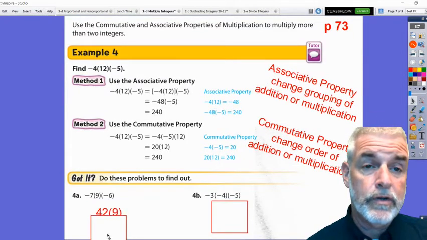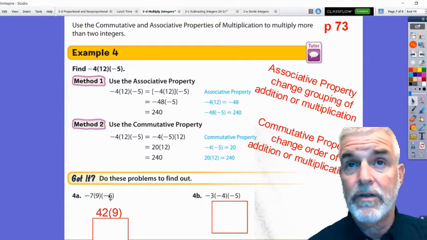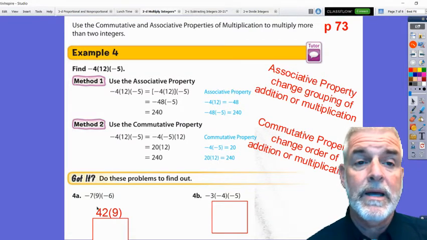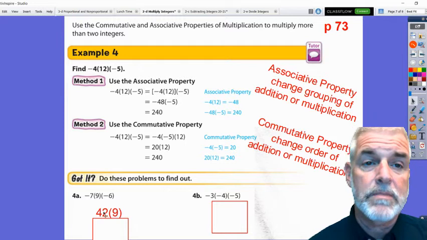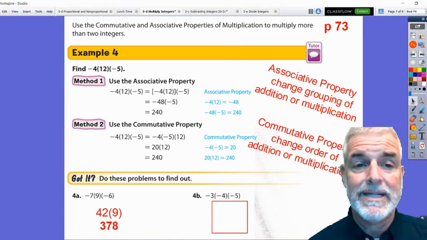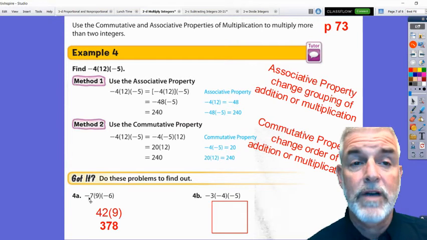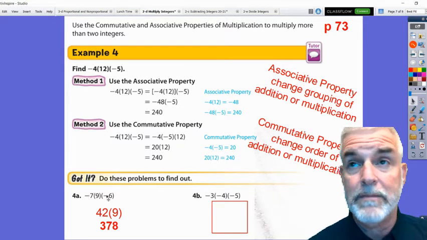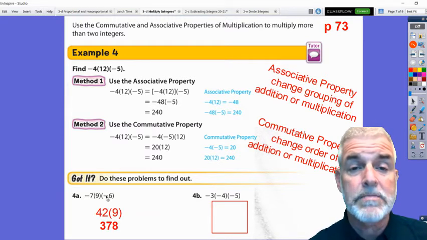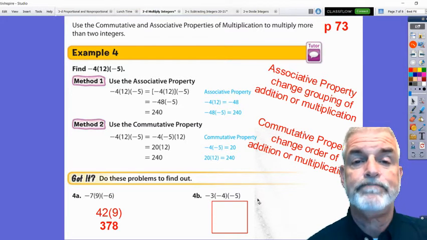So what I chose to do was 7 times 6. Negative times negative gives me a positive answer. So that's 42. And then 42 times 9, that's 40 times 9, 360, plus 2 times 9, 18. So 378. That's your answer for that one, 378. And it's positive because these two negatives, when you multiply them together, equal a positive, right? Signs are the same, the product is positive. 4b, negative 3 times negative 4 times negative 5.